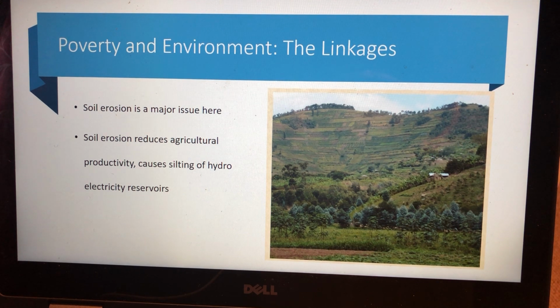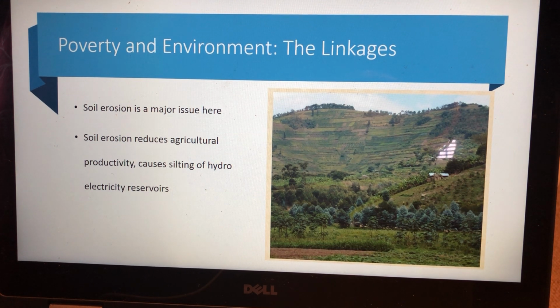And in this video from, this should be Rwanda, you see communities living on a steep slope, which means soil erosion is a major issue here, right? And in the end, we are talking of reduction in agricultural productivity, siltation of rivers, then later on affecting the hydroelectricity reservoirs. Right? So environmental degradation caused by poverty will also come back to affect poverty.